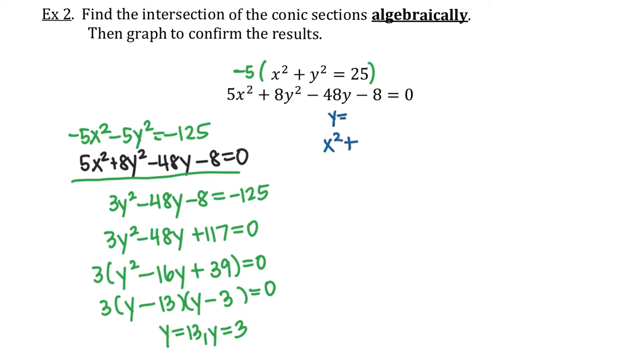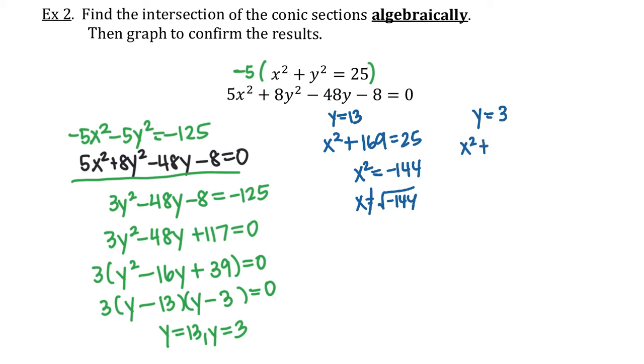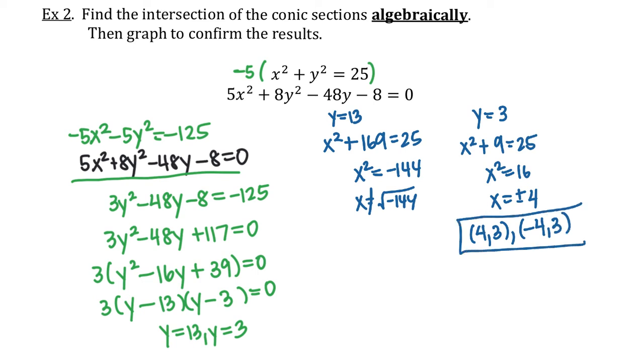Let's see which one. If I plug in y equals 13, okay, I'm about to get an imaginary number, huh? Okay, so the y equals 13 is actually not a valid y value, even though I did all my work correctly. Let's check if the 3 is x squared plus 3 squared equals 25. Okay, so according to my calculations, (4, 3) and (-4, 3) are the two solutions for this system.